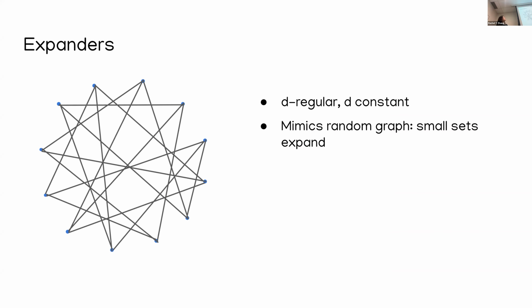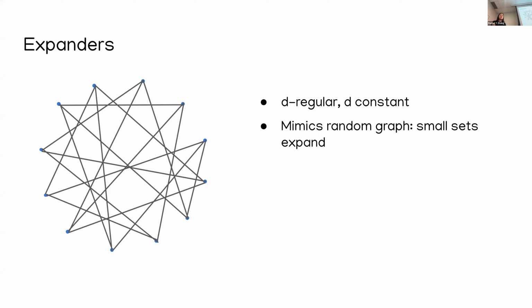Okay, so let's start with expanders. What are expanders? Expanders are sparsified complete graphs, but they should have similar expansion properties. In particular, we can consider D-regular graphs where D is a constant. Small sets should expand, so there shouldn't be any component that's disconnected from the rest of the graph. It should all be very connected.